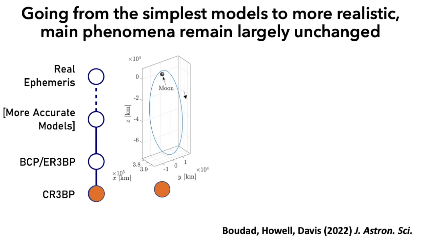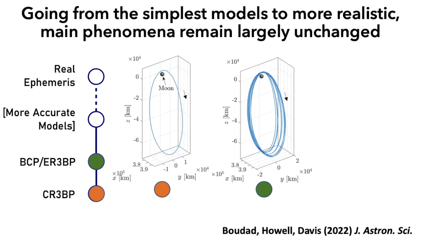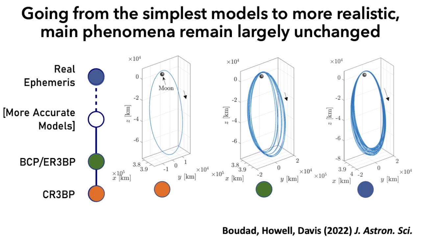So this is that near rectilinear halo orbit that I showed before in the circular model. We kind of go up the ladder in the bicircular model. So this includes the solar perturbation. See, it doesn't exactly come back onto itself, but it's close. And in the real ephemeris, okay, there's a bit more going on, but qualitatively, I would say it's very similar.